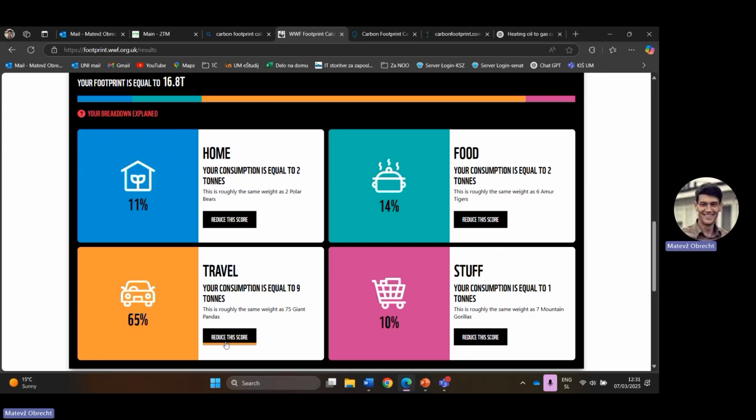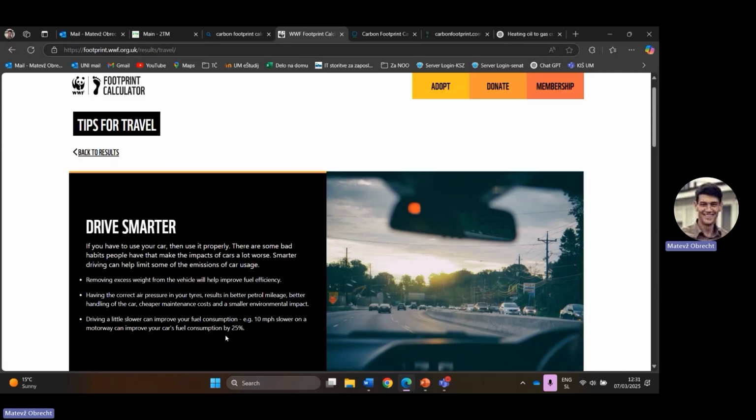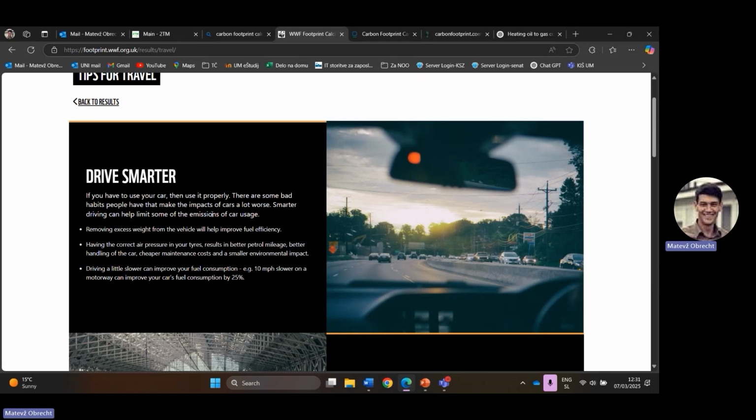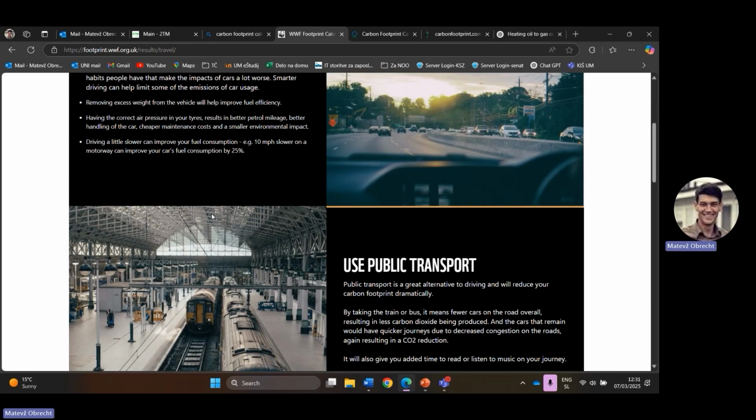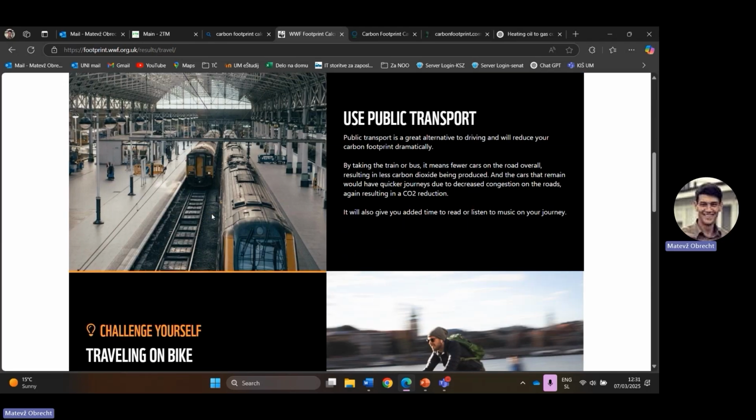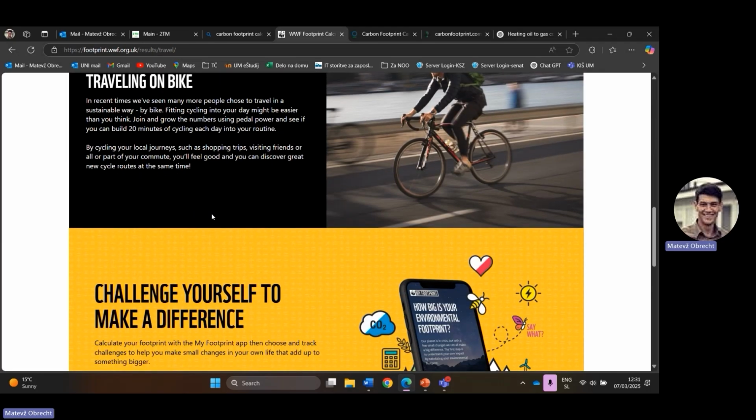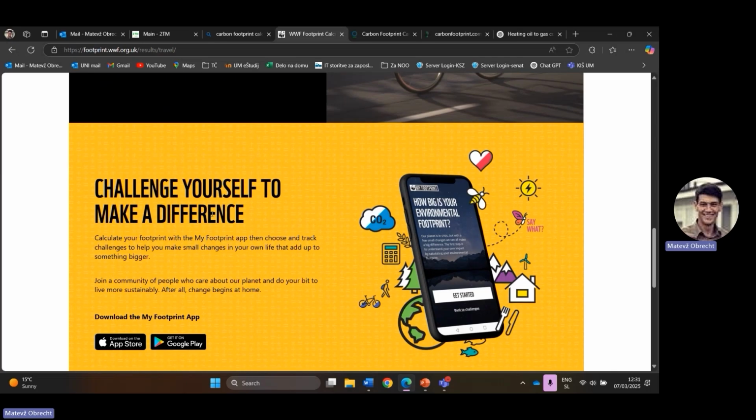And you can see here the proposals, how to reduce it. So drive smarter, remove excess weight, correct air pressure, drive slower, use public transportation, travel by bike, and so on and so on. So the most important one: challenge yourself to make a difference.